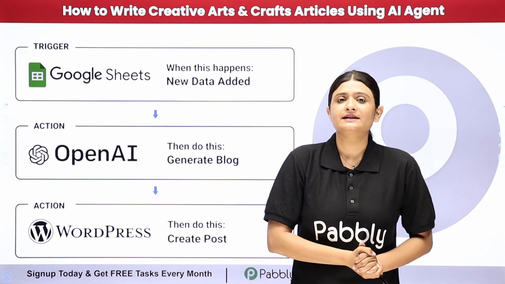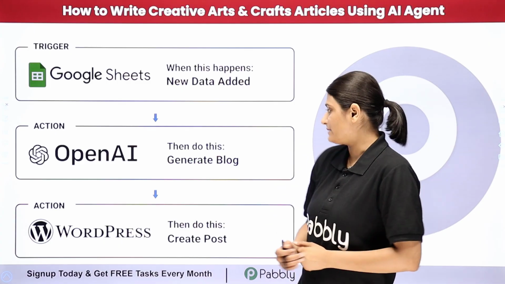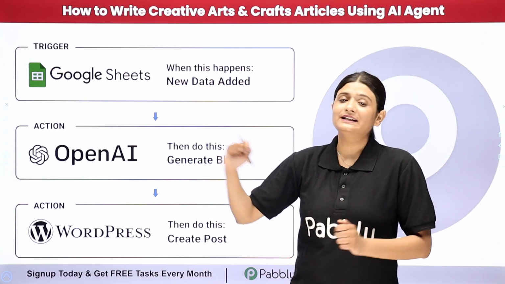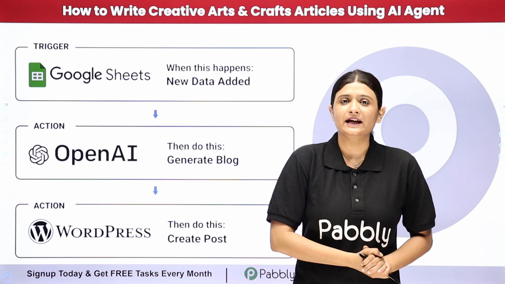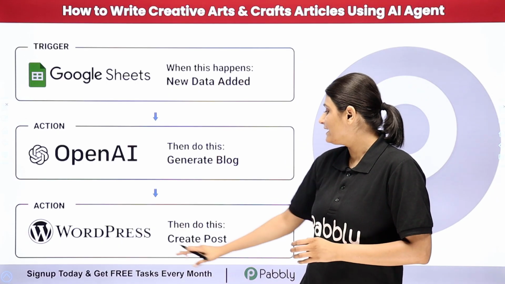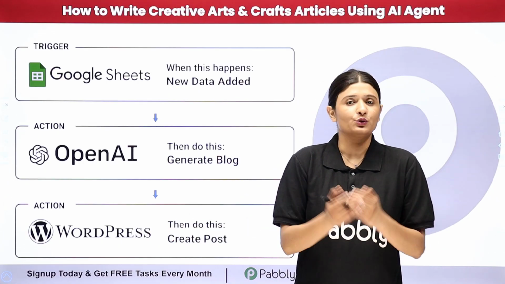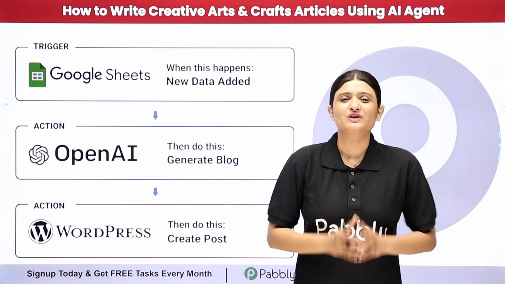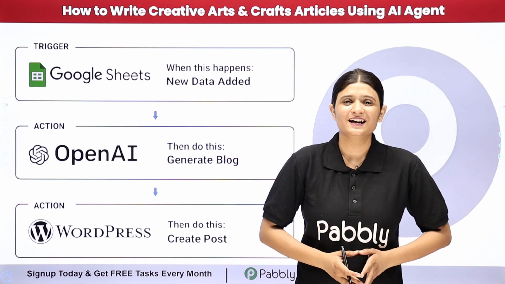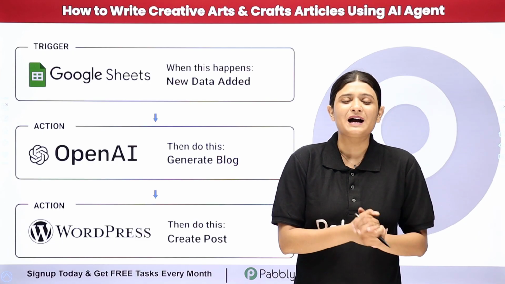Now I want that as soon as I add all the details in my Google Sheet spreadsheet, a blog should be automatically generated with the help of OpenAI, and then it should be automatically created as a post on my WordPress. Doing this manually will consume a lot of time, so I'm completely going to automate this process. And to do this automation, I'm going to use Pabbly Connect.